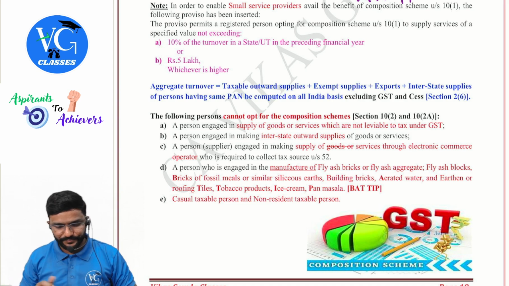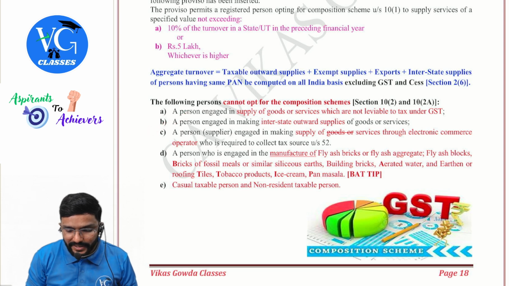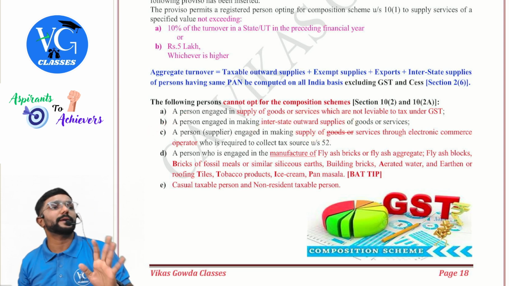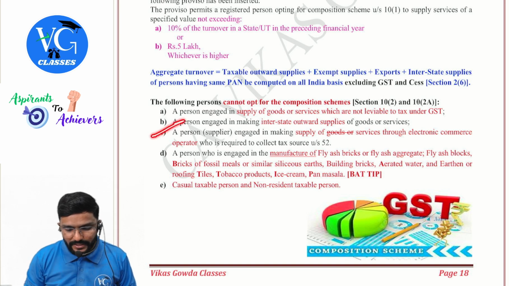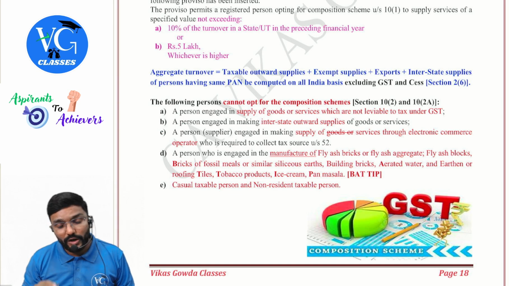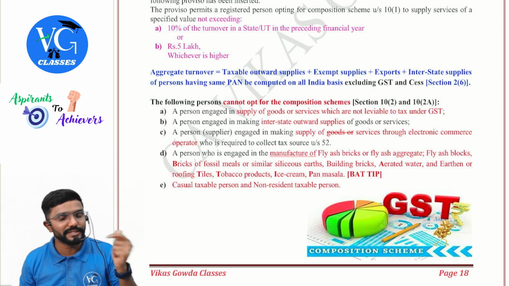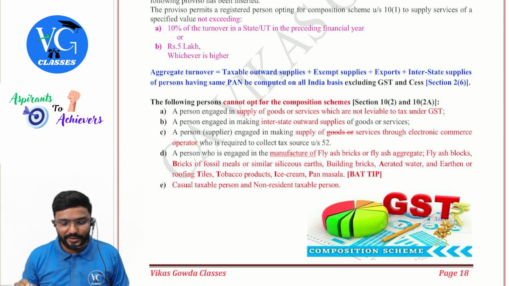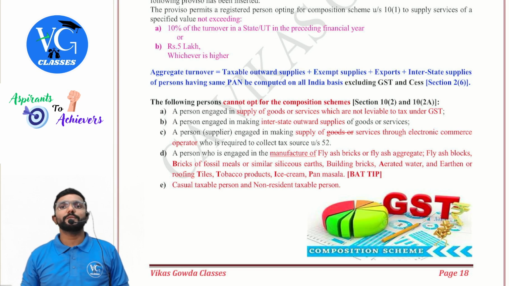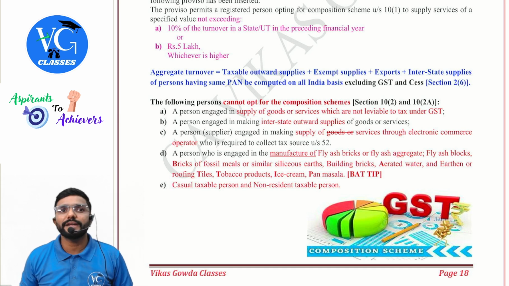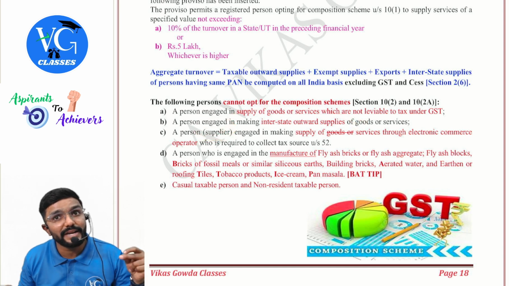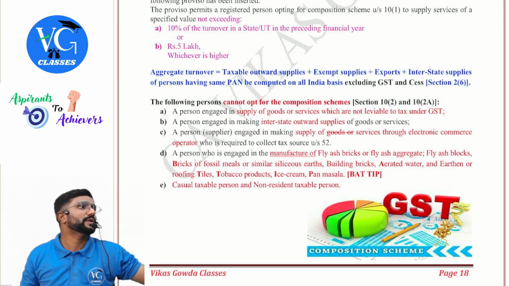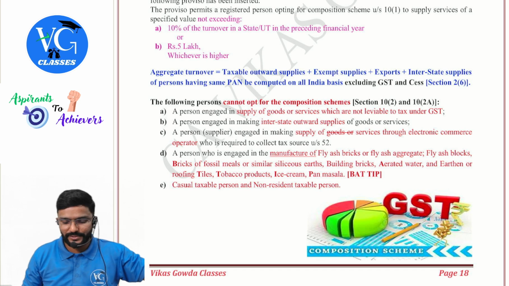I cannot, guys. Next, a person engaged in making interstate outward supplies. Sir, can I take inward from outside the state? Yes, possible. Next, a supplier engaged in making supply of goods or services, but now only services, through an e-commerce operator who is required to collect tax under Section 52. So the e-commerce operator is supposed to collect TCS under Section 52 for the supplies made through them, other than RAT. So here they are telling the supplier who is supplying services on which the e-commerce operator has to collect TCS, they are not eligible for composition scheme. Only services. Please be careful.